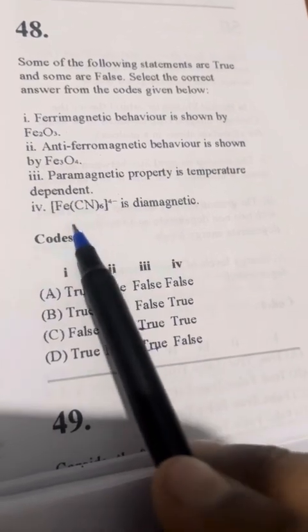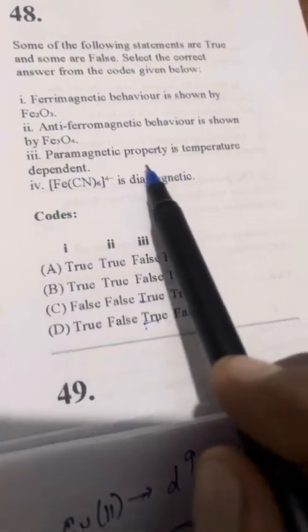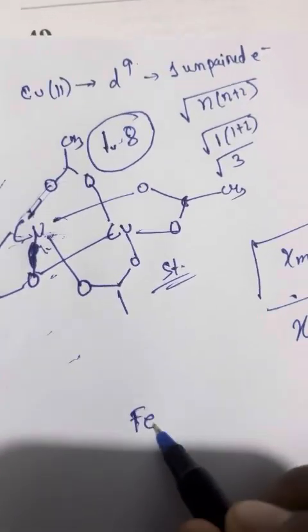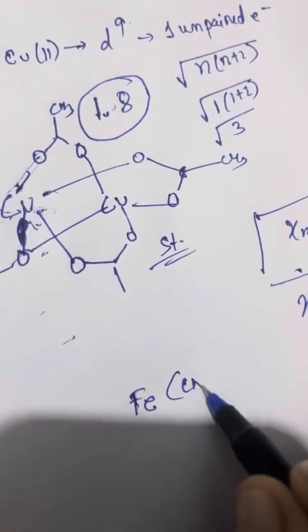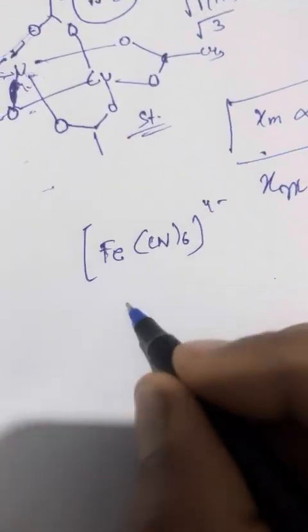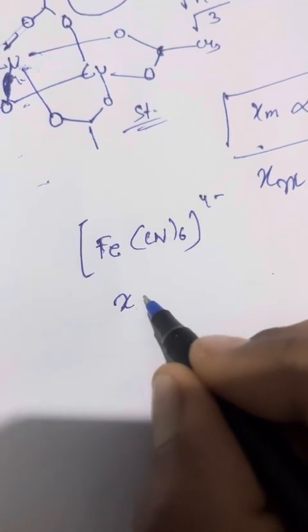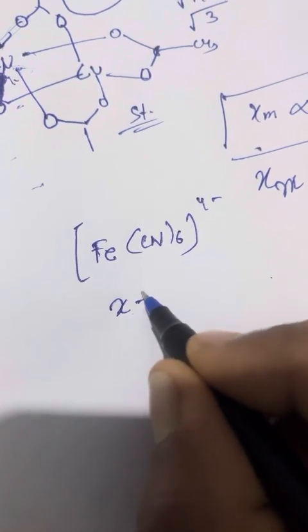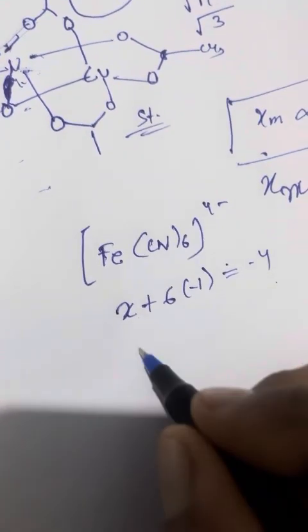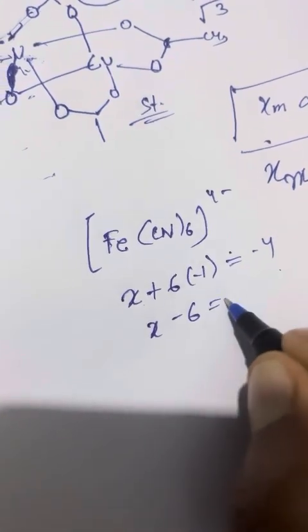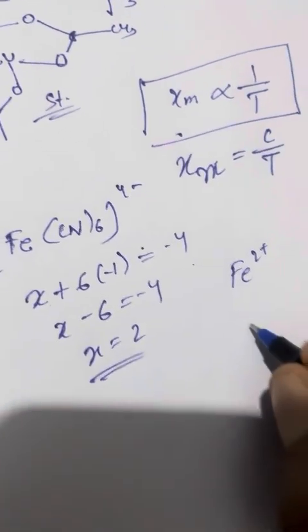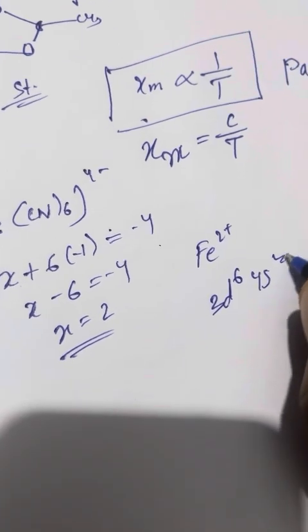These two are true. Now this one we can find how much Fe is diamagnetic. We can see Fe(CN)6 4 minus. Now we can do X, the oxidation state, plus 6 into CN minus 1 equal to minus 4. How much will we get? X minus 6 equals minus 4, X is equal to 2. Oxidation state 2 means Fe2+, means 3d6 4s2, right?